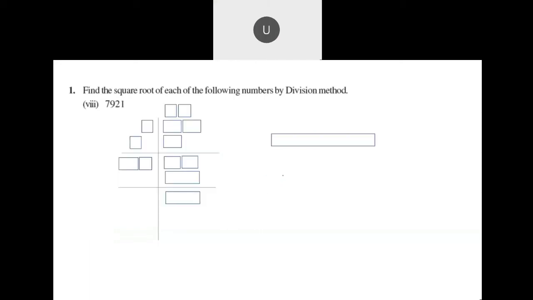Now, next I will test 7921. We will ask somebody else. Shobhan. Sir, 79 and 21 are the groups. Very good. Nearest square number? 8, sir. 8 eights are 64.